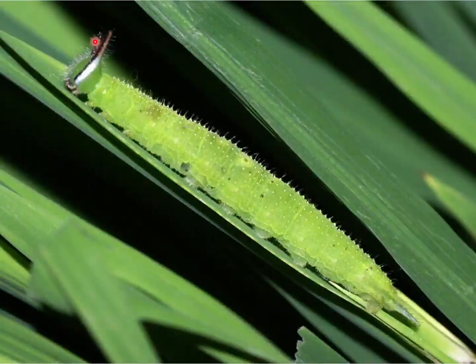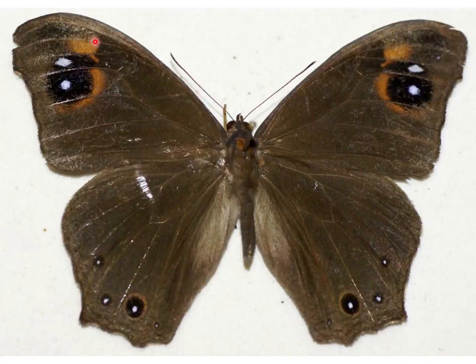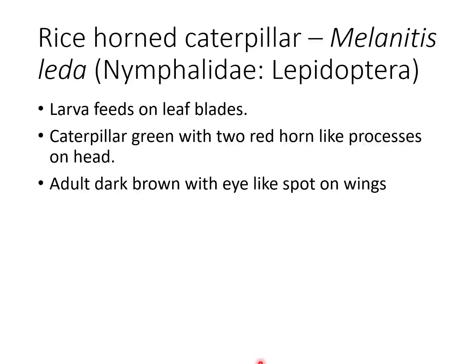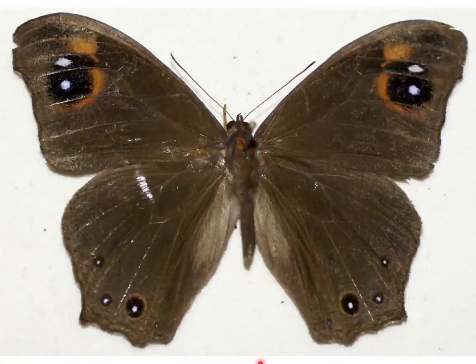is typical. The adult is brownish, the wings are brownish, and the wings have eye-like spots. You can see the forewing has bigger eye-like spots, and the hind wing has smaller eye-like spots. It is attracted towards light, and we normally observe it in the home itself. You can see the green rice horned caterpillar Melanitis leda. The larva feeds on the leaf blades. So this is also a minor pest, commonly observed in rice fields, but the damage is minimal.